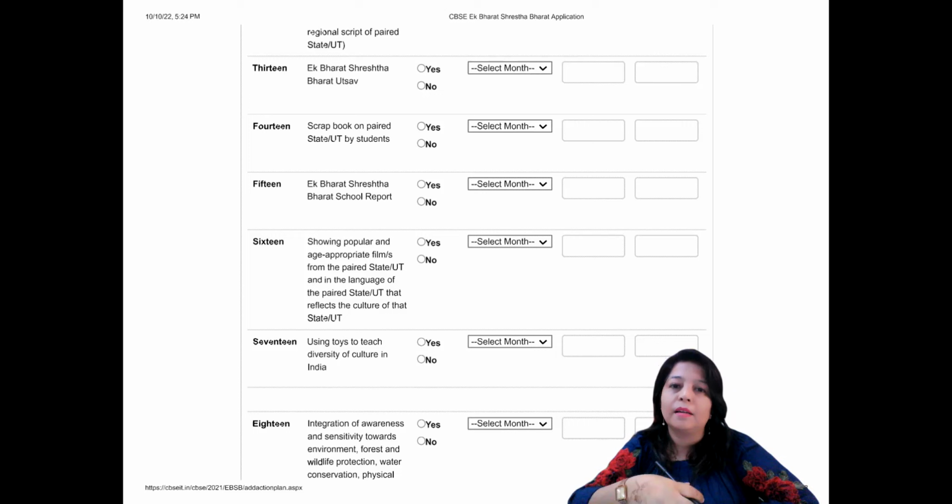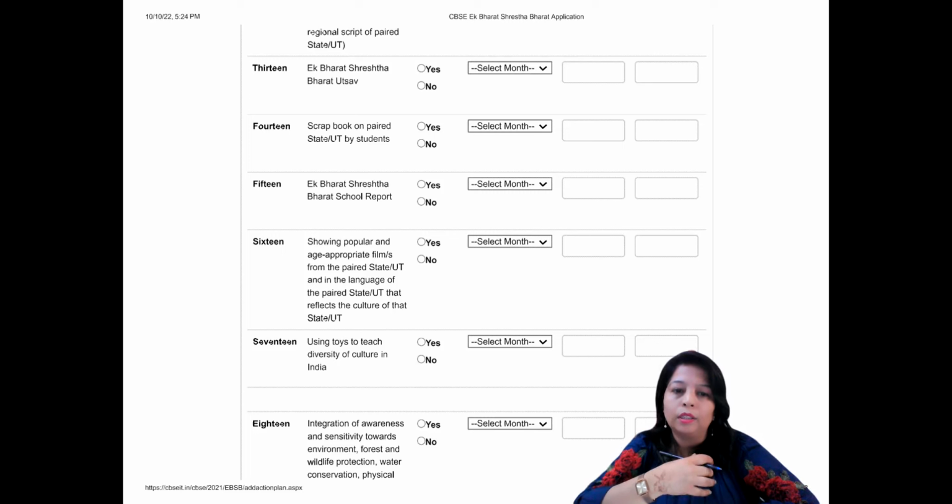Activity 15 is the Ek Bharat Shrestha Bharat school report. Obviously, we will be submitting a compiled report on Ek Bharat Shrestha Bharat activities. Okay. Now, showing popular and age-appropriate films for the paired states, UTs, and the languages of the paired state or UT that reflect the culture of that state. So make sure social sciences teachers, you do the needful during your smart class period, right? That can be shown on the smart board. You download that kind of documentaries, you can show it to the students.